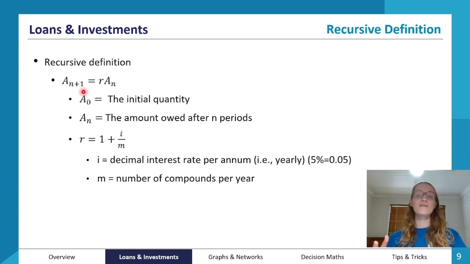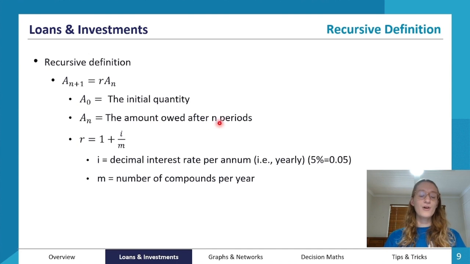So if, for example, someone invested $2,000 into a bank account, then $2,000 would be A0 because that's the initial starting point of the money. An is the amount owed after n periods, or the amount made if it's an investment. Because again, this can apply to both a loan or an investment, because in an investment, the amount of money that you personally have is growing, but in a loan, the amount of money that you owe is increasing because interest is being charged on the money that you've borrowed.